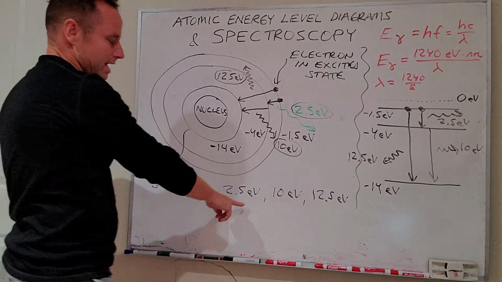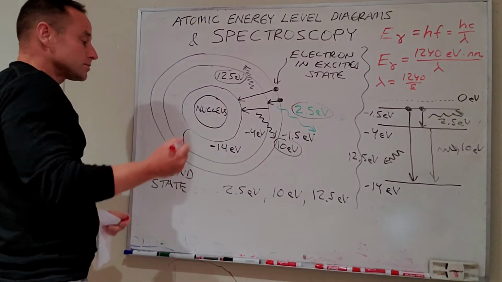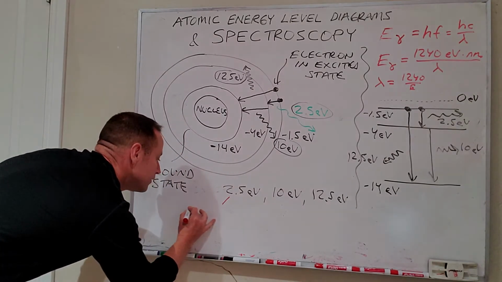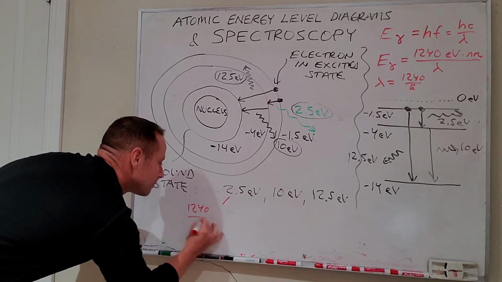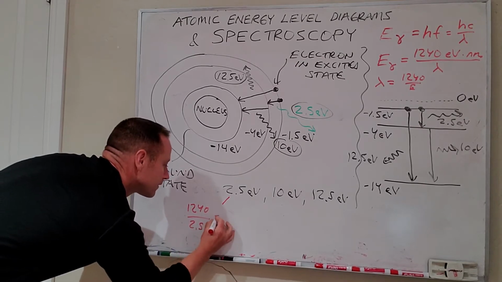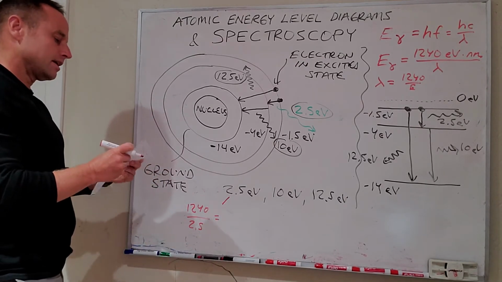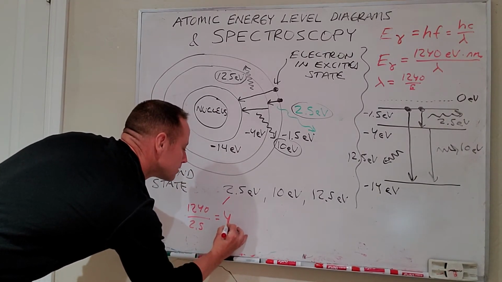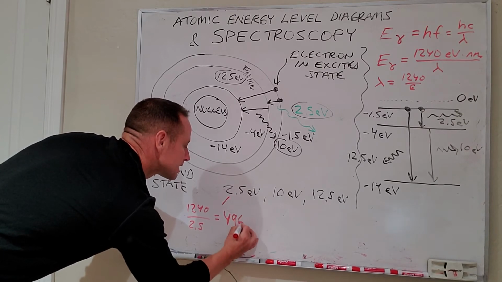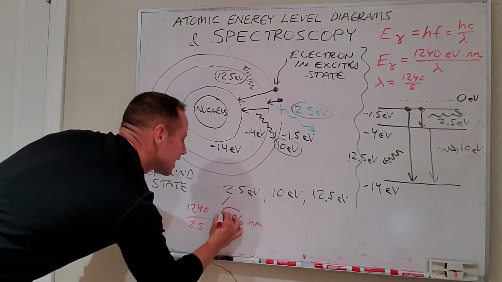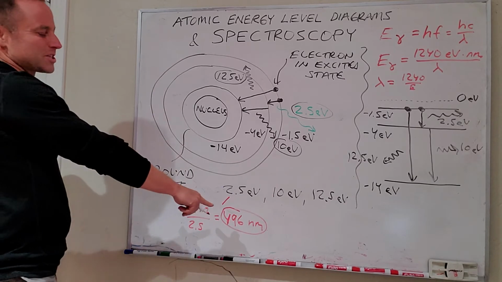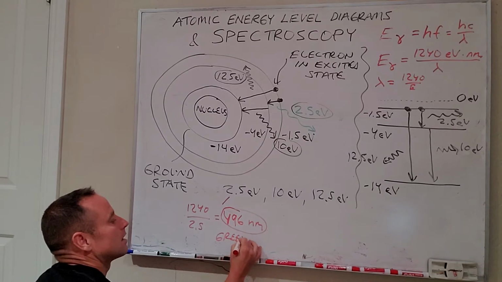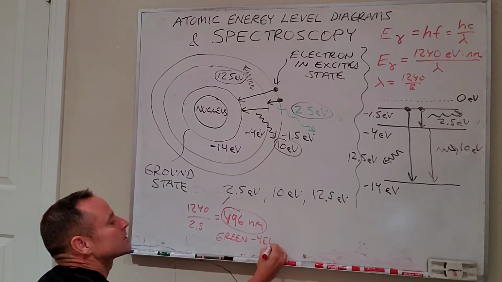So let's do that really quick with these three. If you go for the 2.5 eV one, 1240 divided by 2.5 gives you a 496 nanometer photon. That happens to be almost green, like green-yellow. So a yellowish green photon.